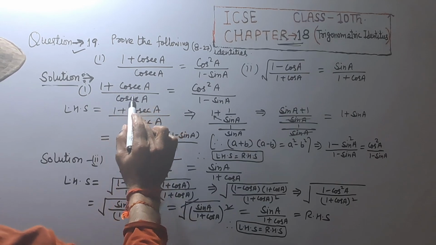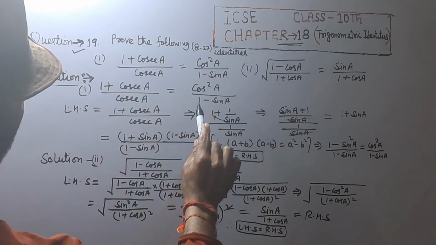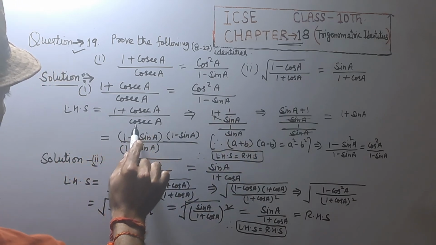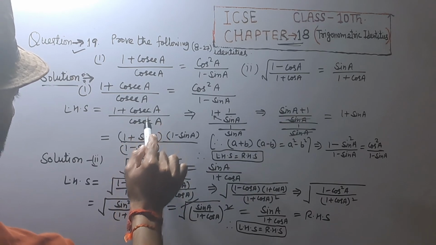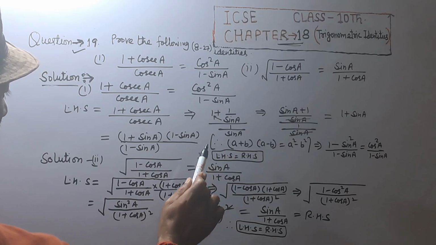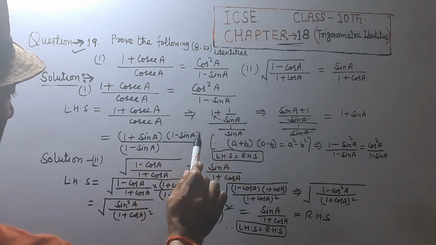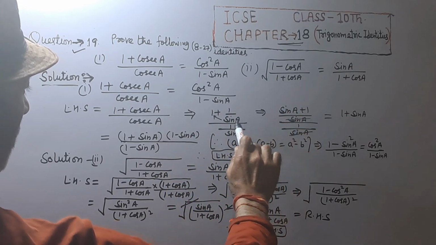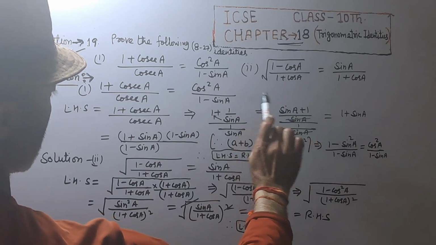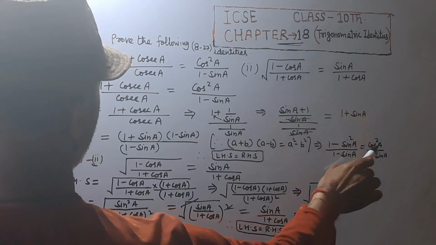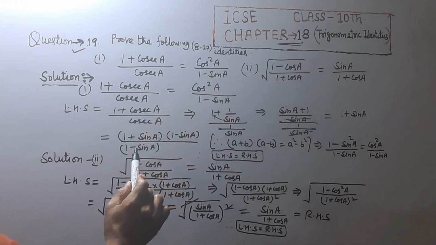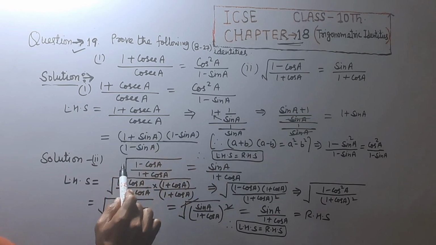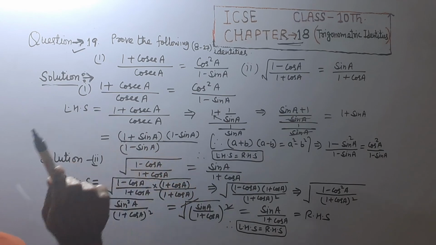First part, 1 plus cosecant A upon cosecant A equal to cos square A upon 1 minus sin A. We are taking the left hand side, 1 plus cosecant A upon cosecant A, and cosecant A is equal to 1 upon sin A. Sin A multiplied by 1 is sin A, plus 1 upon sin A divided by 1 upon sin A. Sin A is cancelled and we get 1 plus sin A, and the right hand side is cos square A. We are rationalizing both sides, 1 plus sin A, 1 minus sin A, 1 minus sin A multiplying and divided by 1 minus sin A.